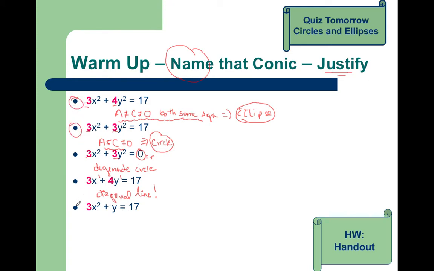This one, and this one are interesting. And the reason this last one is interesting, this is our new one, is because A is 3, but C is 0. There is no y squared term. There is a y term, but not a y squared term. This is neither an ellipse nor a circle. This is a parabola.